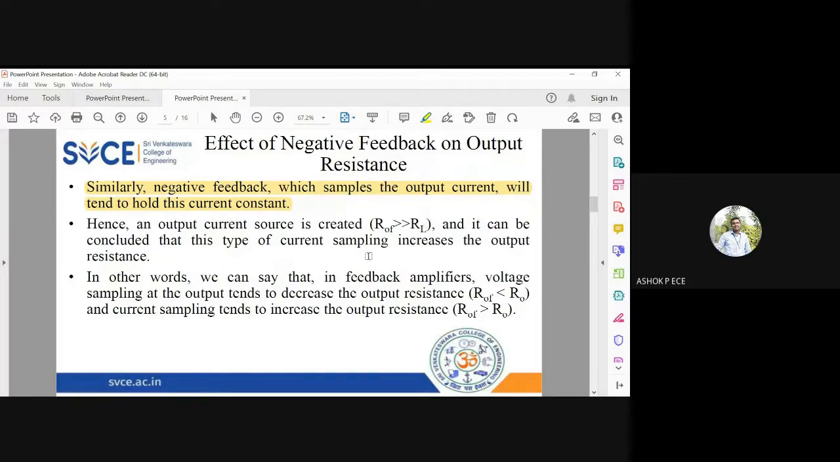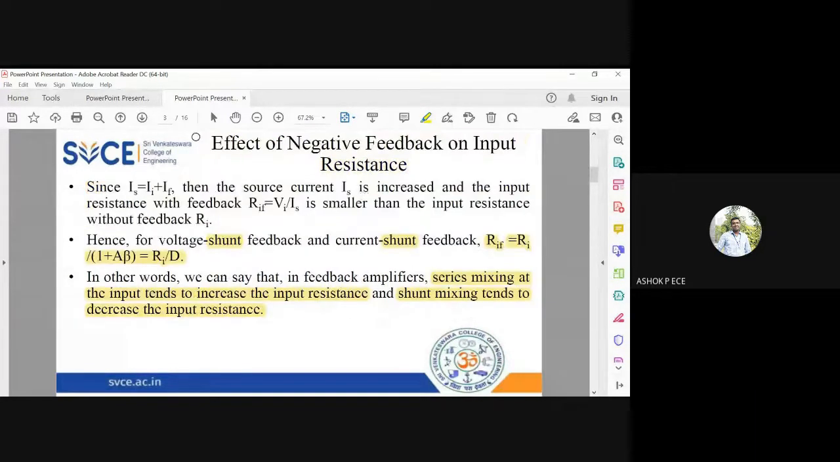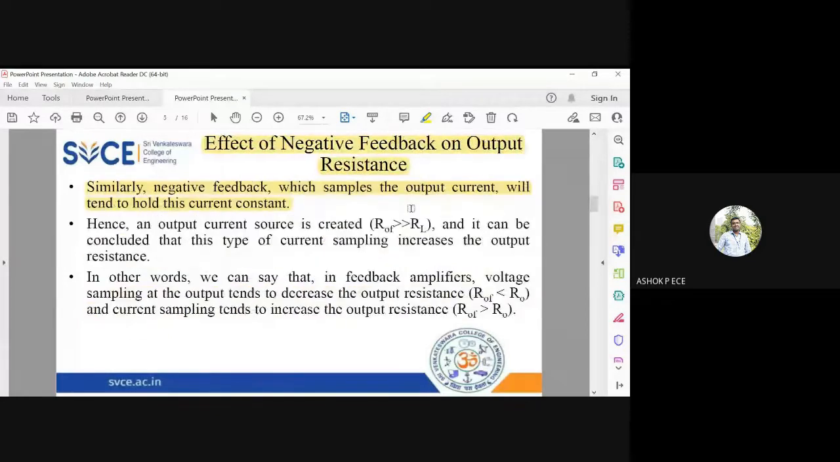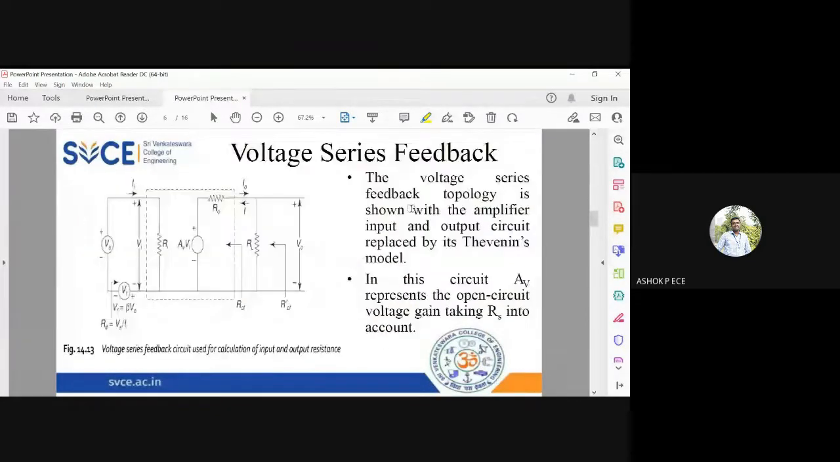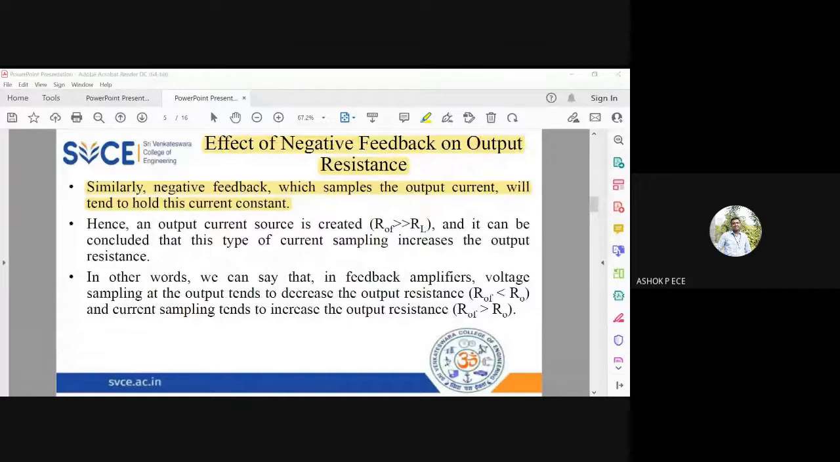So this is how you should remember logically what will happen to the input and output resistance when I apply negative feedback to an amplifier. Is this interpretation very clear to you? Any doubt you have so far? So we have completed the properties of negative feedback. The first half of unit 3 is over.